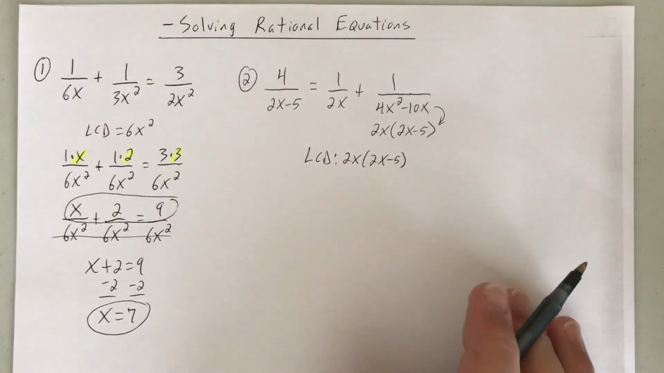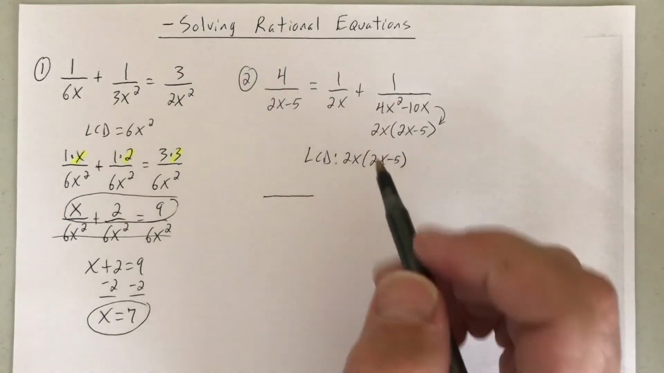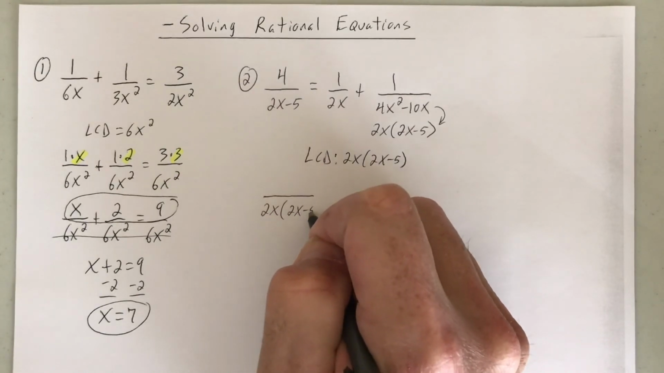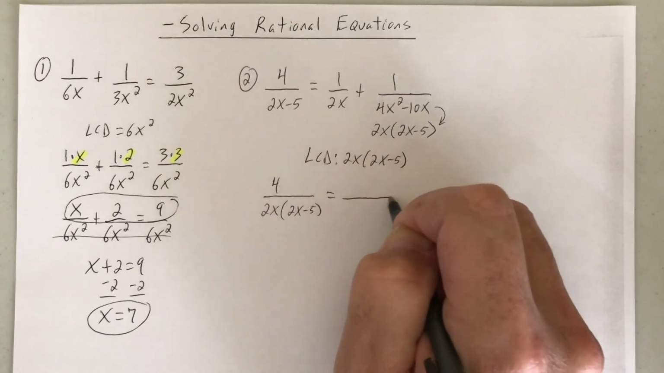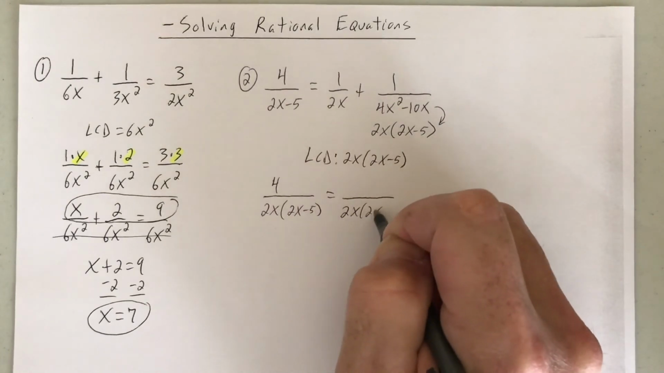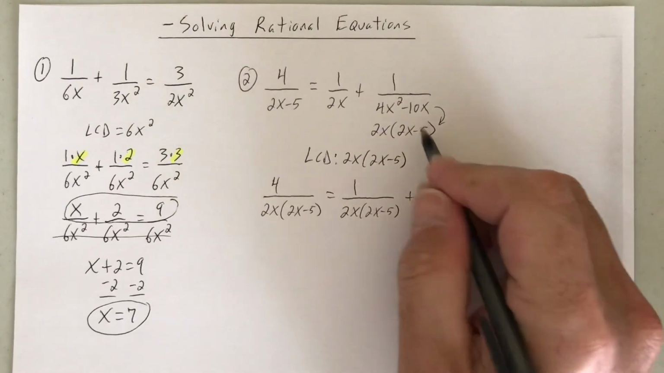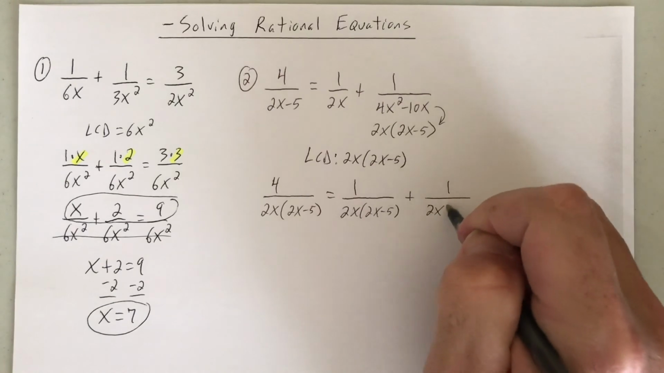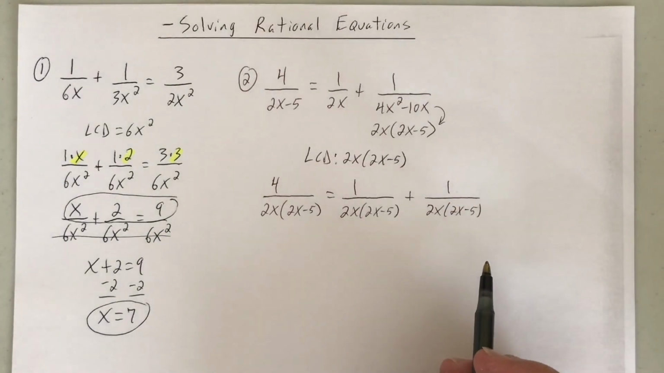So I can go ahead and write these fractions with our least common denominator. So I'm going to go ahead and do that. I already have a 4 up here. So 2x times 2x minus 5, I have a 1. And then here, I know I'm not going to need to correct for that, because it is our least common denominator. I'm not going to have to do any correction for that.